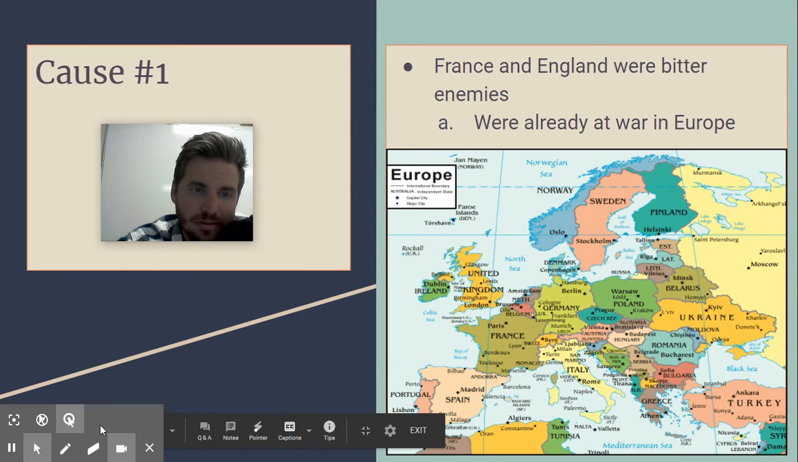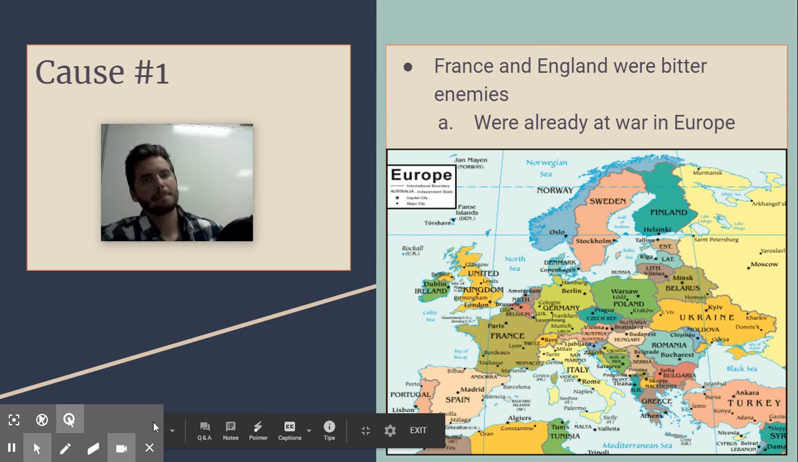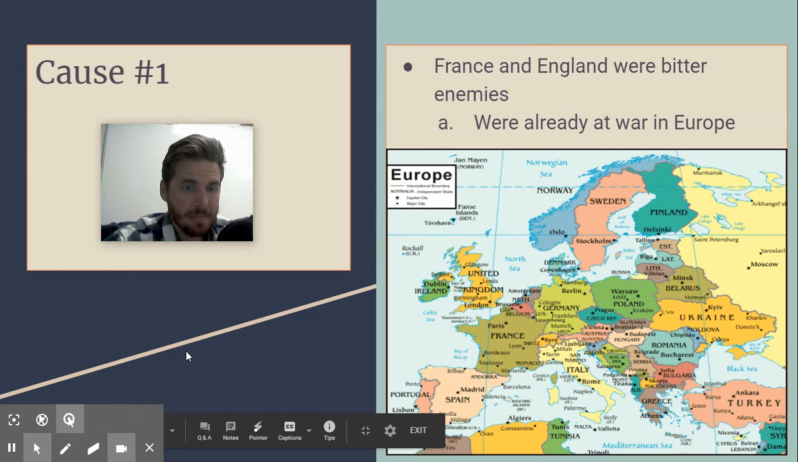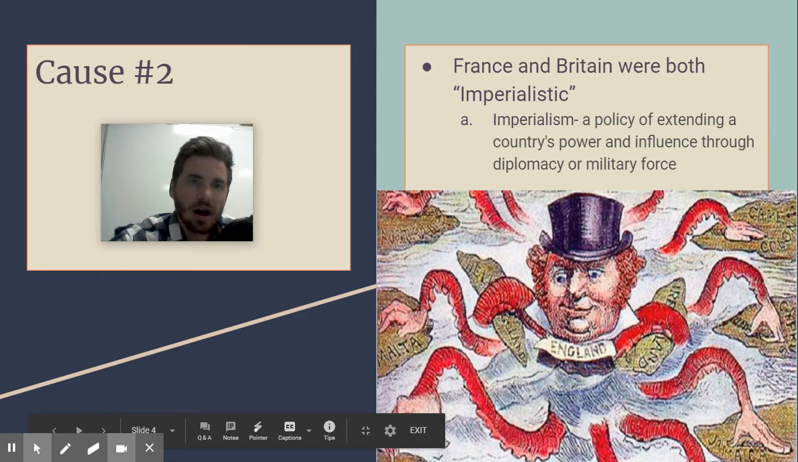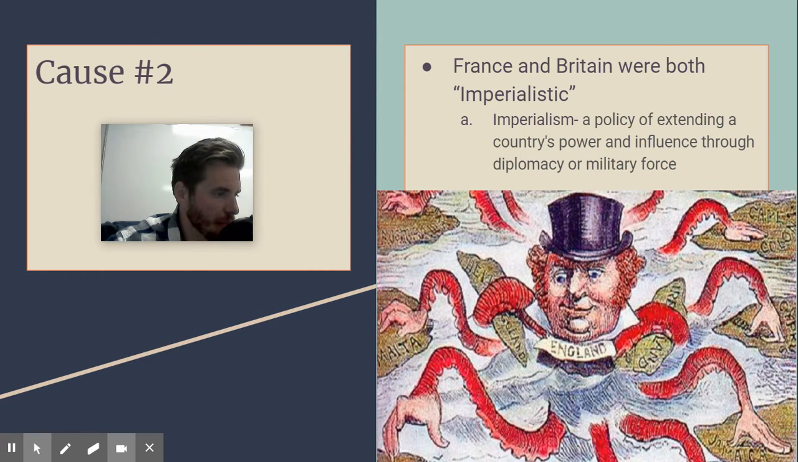All right, cause number two. France and Britain were both imperialistic. Imperialism is the policy of extending a country's power and influence through diplomacy or military force. Military force, you know what that is.